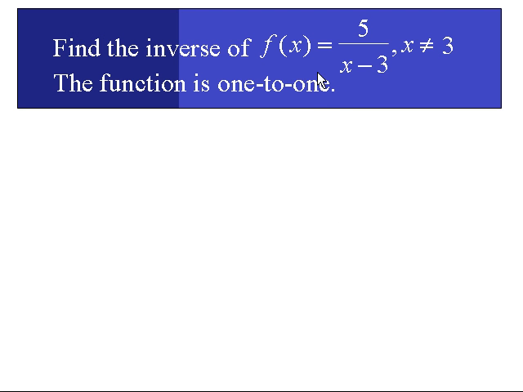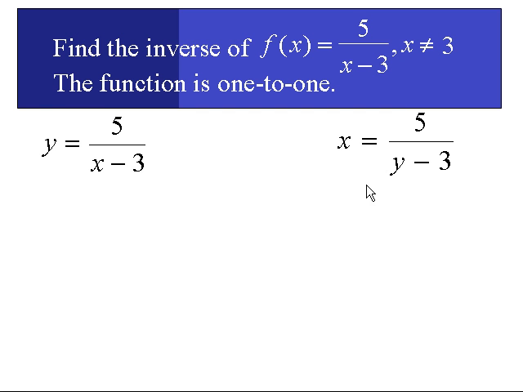Here's a function, f of x is 5 over x minus 3, defined for x different from 3. And the function is one-to-one, so let's calculate what its inverse would be. It relates a y value to an x value this way. y is 5 over x minus 3. Let's interchange the x and the y values to do the reflection about the line y equals x. Instead of y equals 5 over x minus 3, it would be x is 5 over y minus 3.